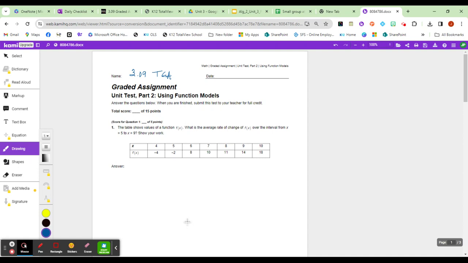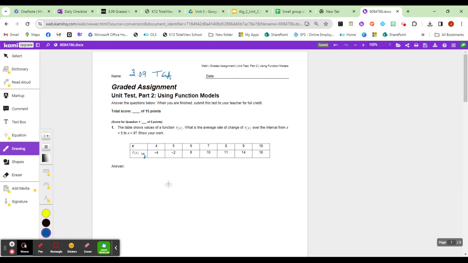Number 1 says the table shows values of a function f of x. What is the average rate of change of f of x over the interval from x equals 5 to x equals 9? Show your work. So here's your table. Just a quick reminder that your f of x is the same thing as your y values.